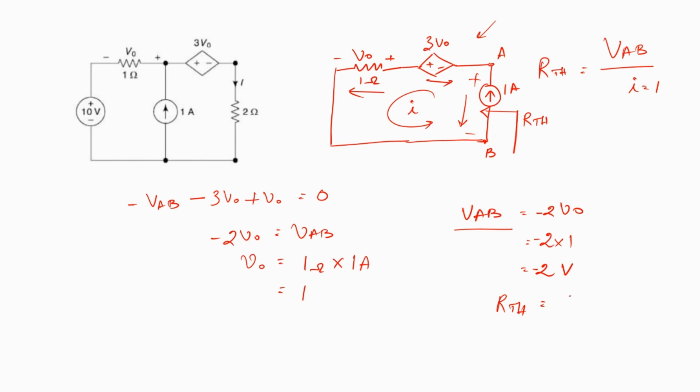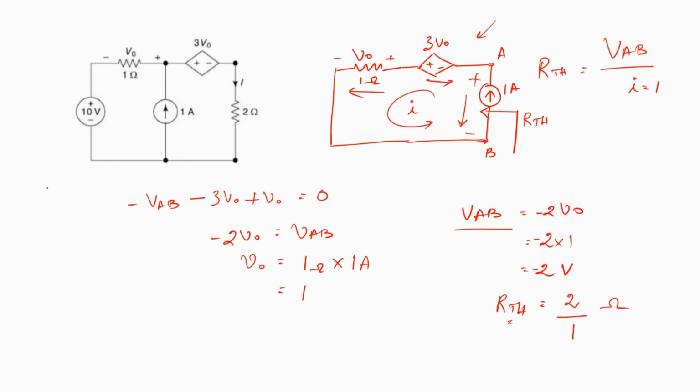So we have 2 divided by the current I, or we can consider that we have assumed the direction of I to be in the opposite way. So if we would have considered the direction of the 1 amp source to be in the clockwise direction, in that case we would have actually got the value of VAB as plus 2 volts. Anyhow, resistance cannot be negative, so here we get RTH to be 2 ohms.